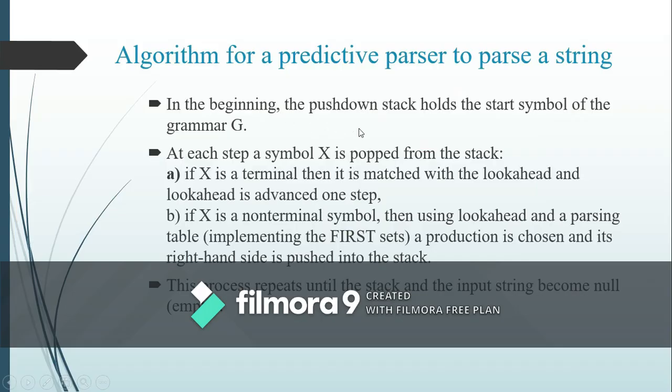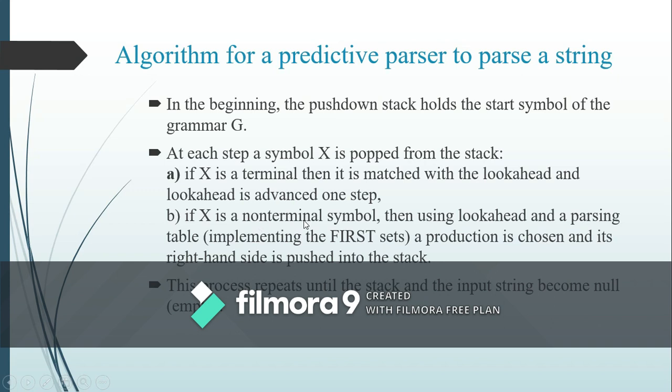In the beginning, the pushdown stack holds the start symbol of the grammar. So the stack contains the start symbol as its first symbol. Second point, at each step, a symbol X is popped from the stack. We already said that the stack contains the grammar symbols. If the grammar symbol X is a terminal, then it is matched with the lookahead, and the lookahead is advanced one step.